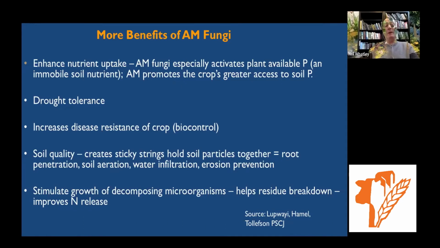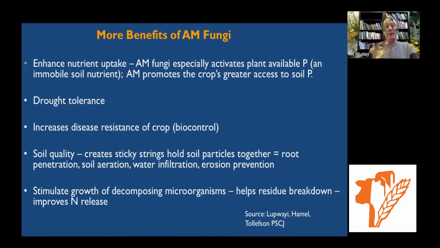AM fungi enhance nutrient uptake, not just the reach from the roots that they have, but they also especially activate plant available phosphorus, which is extremely important because phosphorus, as you know, is an immobile nutrient. So this fungi helps to break down rock phosphate somehow, and the AM promotes the crop's greater access to soil phosphorus. So big benefit there. Drought tolerance, of course, when you have a little more rooting system through AM fungi, it's beneficial to extract more water during droughts. Increased disease resistance. They help prevent disease. So there's a bit of biocontrol there.